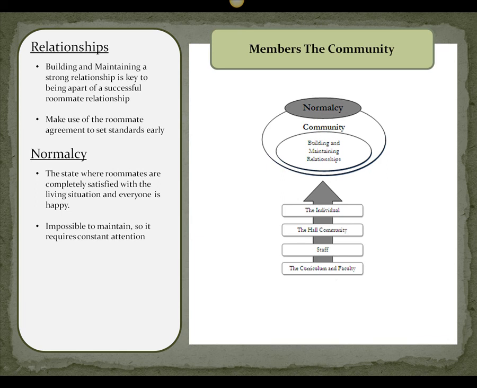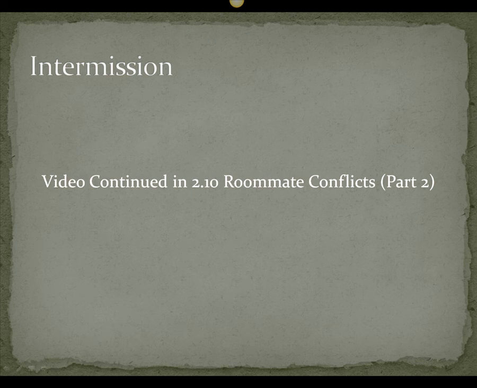Finally, we want to address threats to normalcy, and that these can come from inside or outside of the roommate relationship. Sometimes a roommate is simply stressed out from school, and that puts them over the edge and starts a roommate conflict. Other times, there may be issues of respect or simply living choices that affect roommate relationships. We'll take a look at how all of these things play out when we continue the video in video 2.10, Roommate Conflicts Part 2.